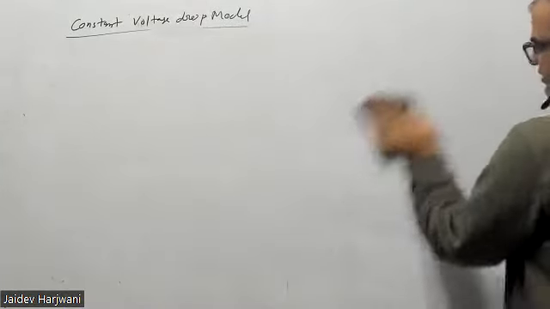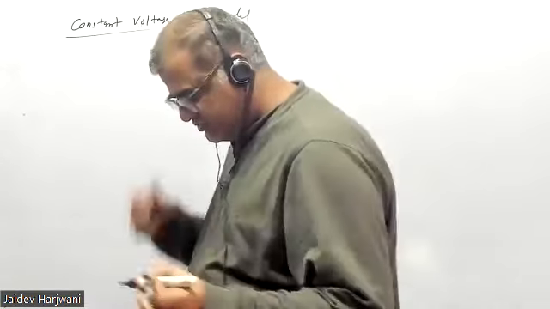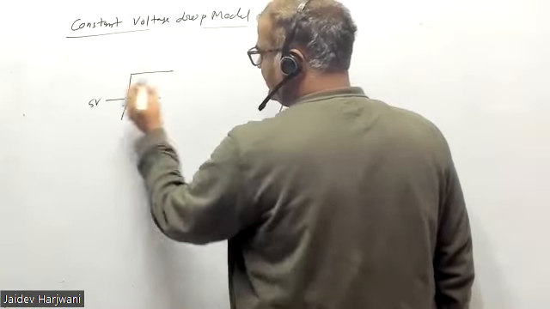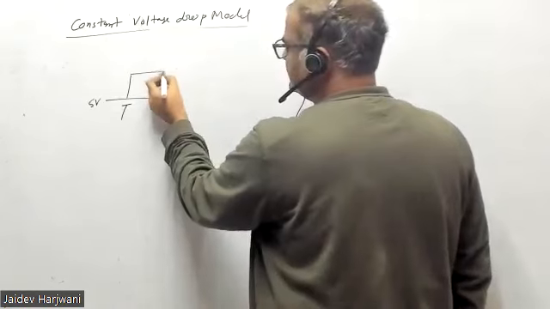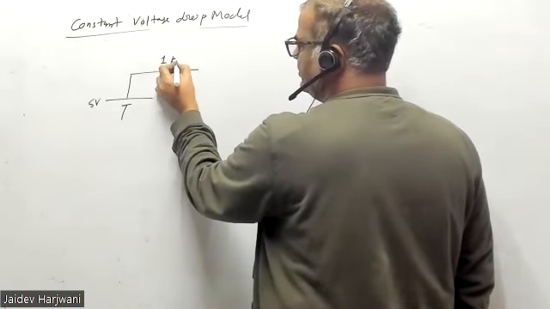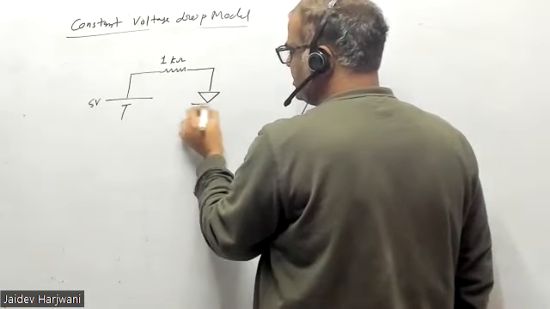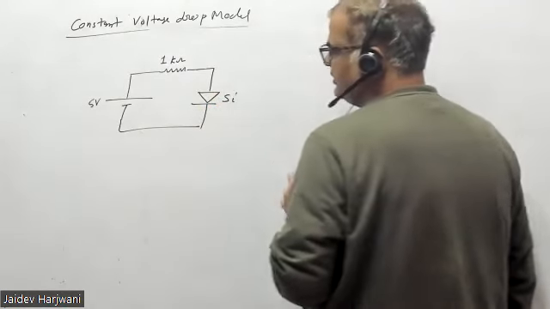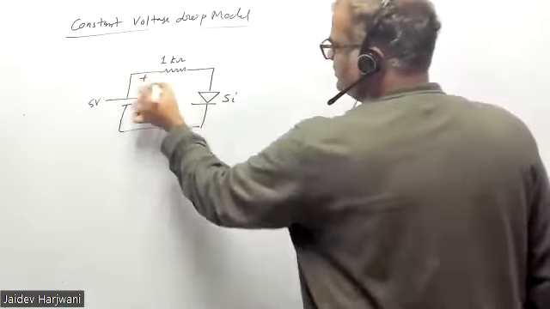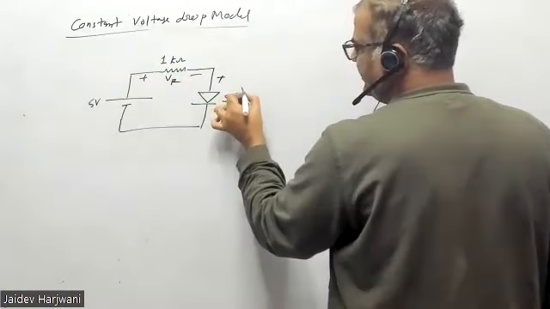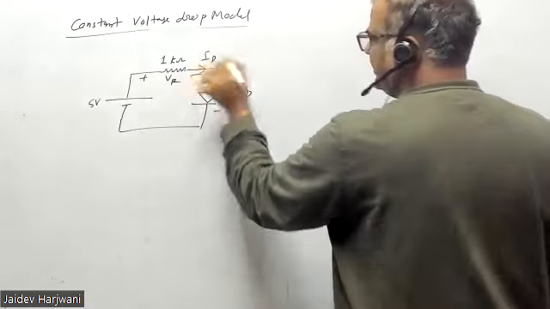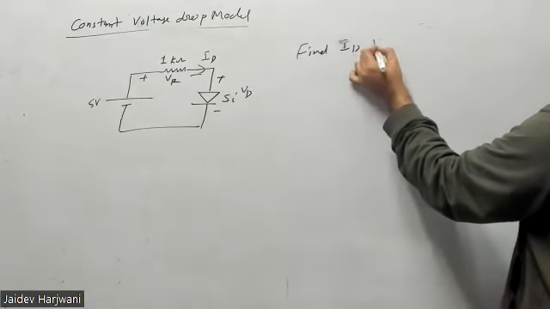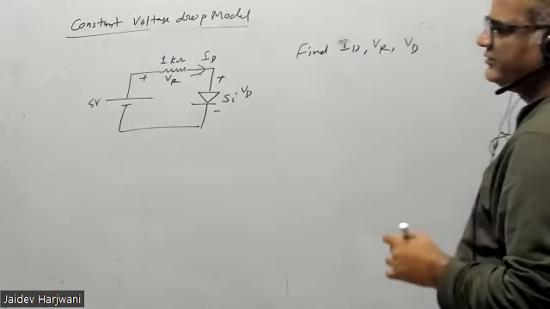So forward bias, it is a 0.7 battery. Let us do one simple problem. I have a 5 volt battery, then a resistance of 1 kilo ohm, and then a silicon diode. This is your VR, this is your VD, and the current flowing in the circuit is ID. Find ID, VR, VD.